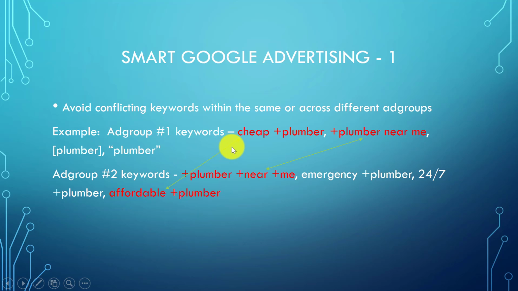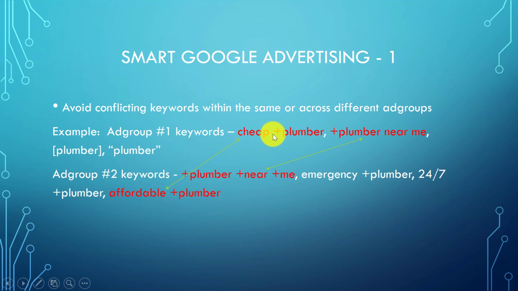In ad group number 1, I have these different keywords: cheap plumber, plumber near me, plumber exact, and plumber phrase. In the second ad group, I have plumber near me. So you can see this plumber near me and plumber near me. These two would be very similar, and they would be competing against each other. So you would essentially have 2 ad groups competing against each other with these 2 keywords. Then you have emergency plumber, 24/7 plumber, and then affordable and cheap plumber.